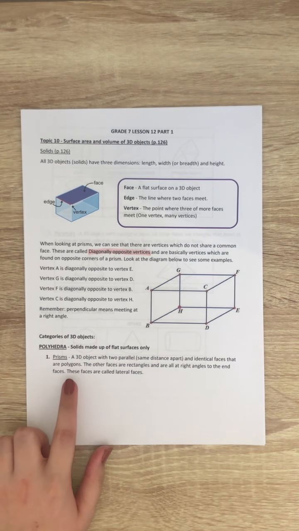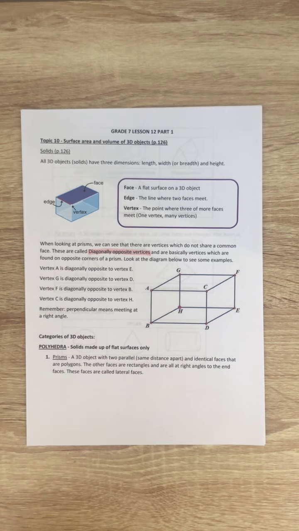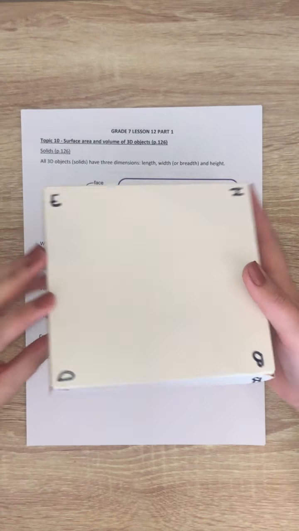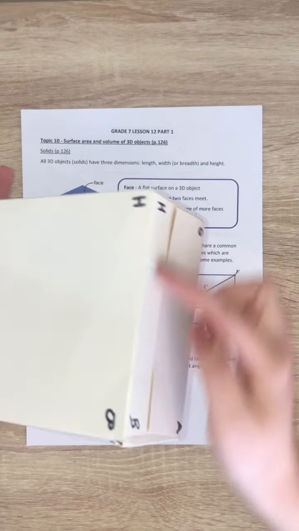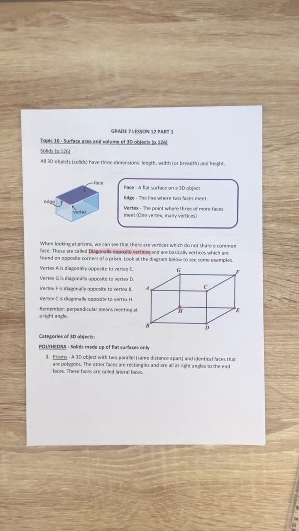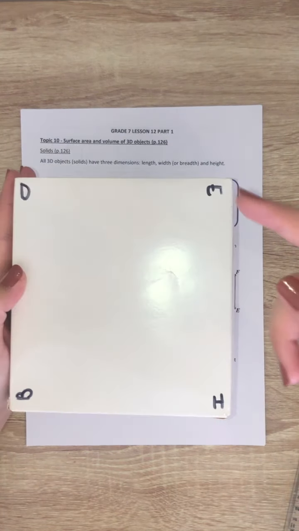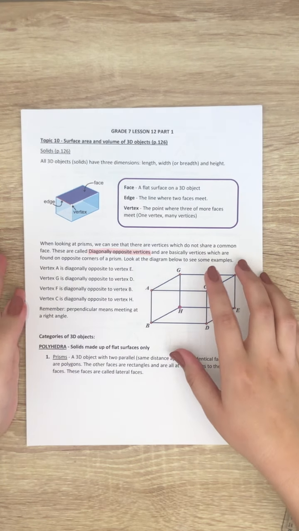Now our first grouping under that category is a prism. A prism is a 3D object with two parallel, in other words they're the same distance apart, and identical faces that are polygons. If you look at your prism, the opposite faces must be parallel, and they must be identical in size. The other faces are all rectangles and they're all at right angles to the end faces. These faces are called lateral faces. So with a prism, we've got our end faces, and all the other faces going around are called lateral faces.